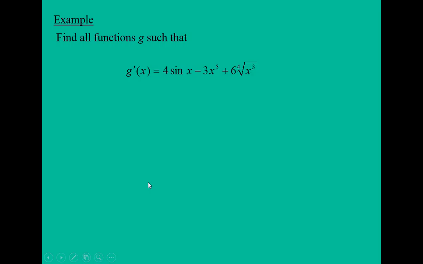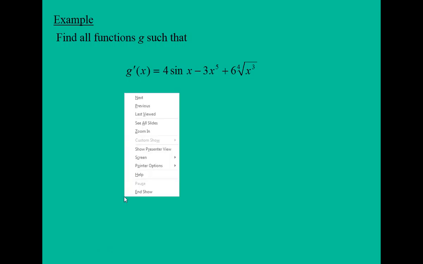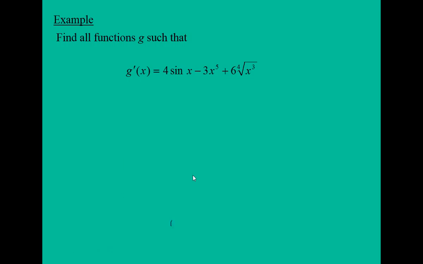Find all functions g such that g prime of x equals 4 sine of x minus 3x to the fifth plus 6 times the fourth root of x cubed. First of all, let's write this as g prime of x equals 4 times the sine of x minus 3x to the fifth plus 6 times x to the 3/4 power.